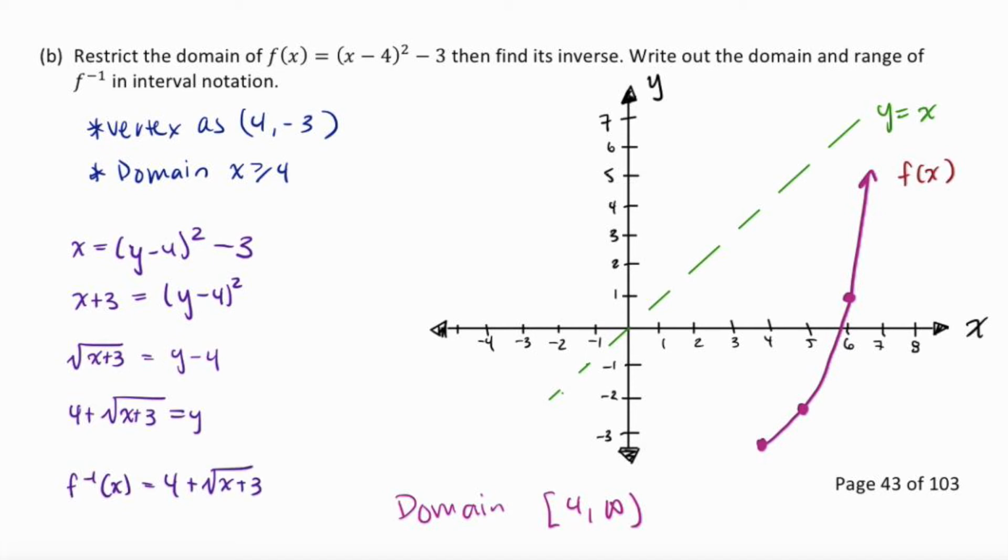And now let's go ahead and label these points and reflect them. This is the point 4, -3. This here's the point 5, -2. And here is 6, 1. And now reflecting these, we get -3, 4. We get -2, 5. And we get 1, 6. So our inverse function is going to look something like this.